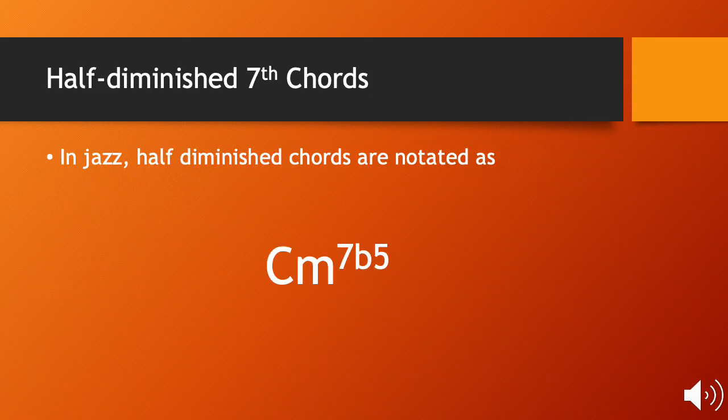For example, in more traditional styles, a half-diminished chord is indicated with the circle from the diminished chord with a slash through it. However, that is not how we notate it in modern jazz. In modern jazz, this half-diminished 7th chord would be denoted as minor 7 flat 5.